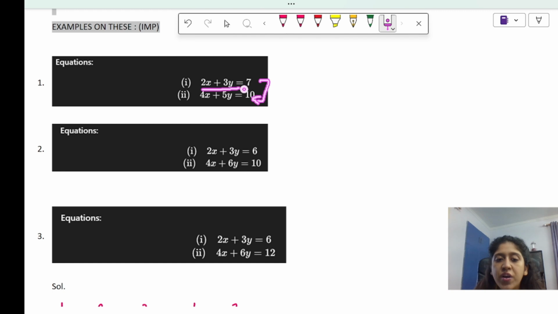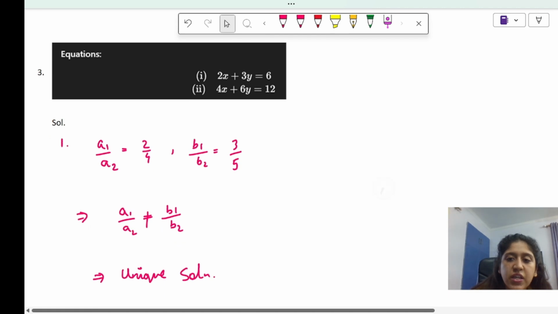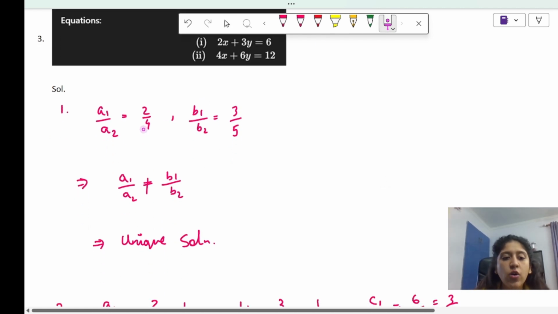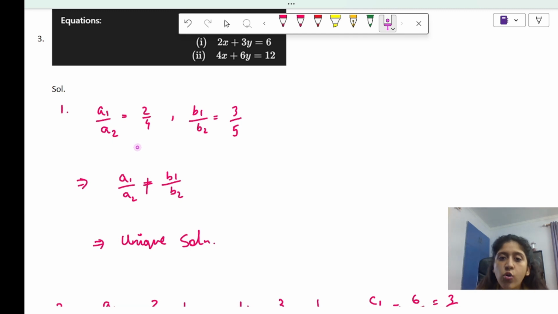So the first equation is 2x plus 3y equal to 7 and 4x plus 5y equal to 10. We'll have to check कि इन दोनों को अगर मैं solve करूंगी, ठीक है, तो मेरे को no solution मिलेगा, unique solution मिलेगा या infinitely many solutions मिलेगा. So let's just try, ठीक है. मैंने क्या किया? सबसे पहले I have tried out for a1 by a2, that is coefficient of x of first equation divided by coefficient of x of another equation, ठीक है. That was 2 by 4, that is 1 by 2. Then b1 by b2 I have tried, that is 3 by 5, okay.